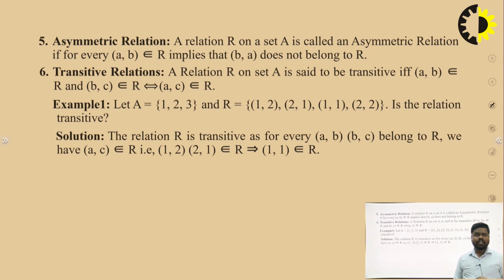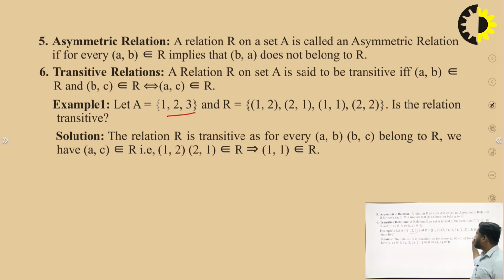Asymmetric. A relation R is said to be asymmetric if and only if for every (a,b) belonging to R, it implies (b,a) does not belong to R. (a,b) is present in the relation, but (b,a) does not belong to R. Then the transitive. A relation R is said to be transitive if and only if (a,b) belongs to R and (b,c) belongs to R, then (a,c) also belongs to R. There is an example to check whether the relation is transitive or not. Set A = {1, 2, 3} and the relation given here is (1,2), (2,1), (1,1), (2,2).